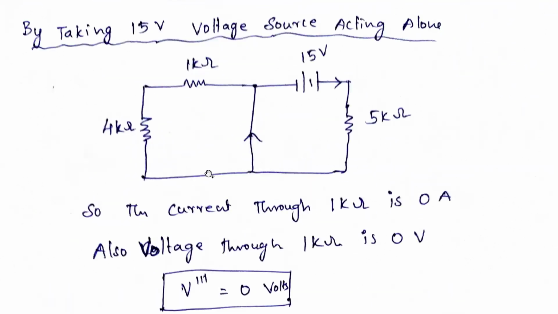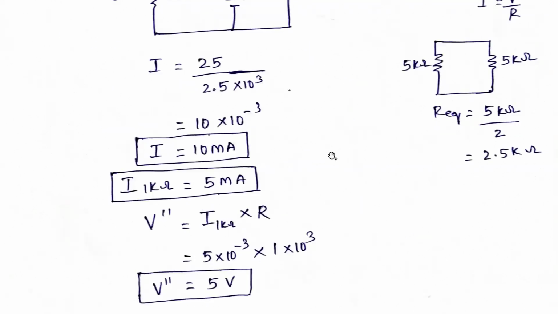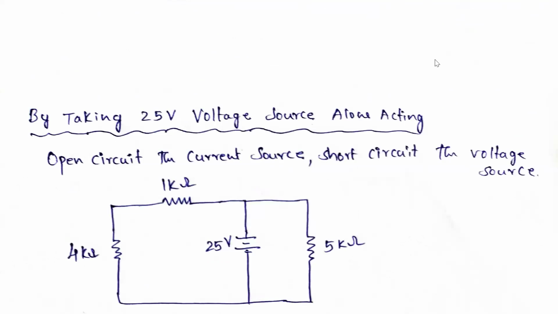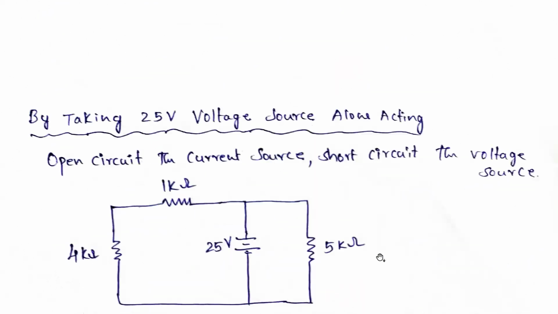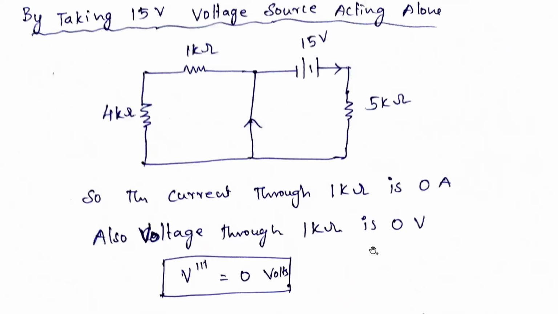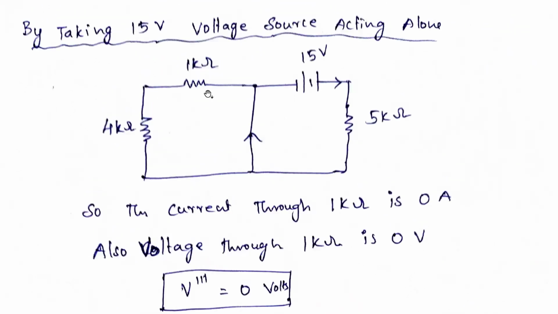Next, by taking the 15 volts alone acting, the 15 volt voltage source alone acting. If you go to the main circuit, these two are completed already. So only the 15 volt source is acting alone. This one is a short circuit, this one is an open circuit. So redrawing the circuit, this is open circuit, so no use. Here this is short circuit. So again we are redrawing the circuit. How? Here 4 kilo ohms, here 1 kilo ohm, here 15 volts, and here 5 kilo ohms.